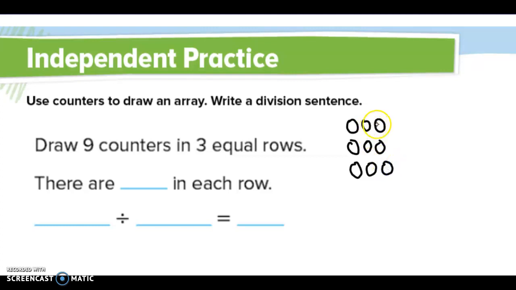You notice I just put one in each row at a time. That's super important. We got up to our total 9, so now let's see. How many go in each row? 1, 2, 3. There are 3 in each row. We started with 9 counters. We put them into 3 equal rows, and that gave us 3 in each row. 9 divided by 3 equals 3.